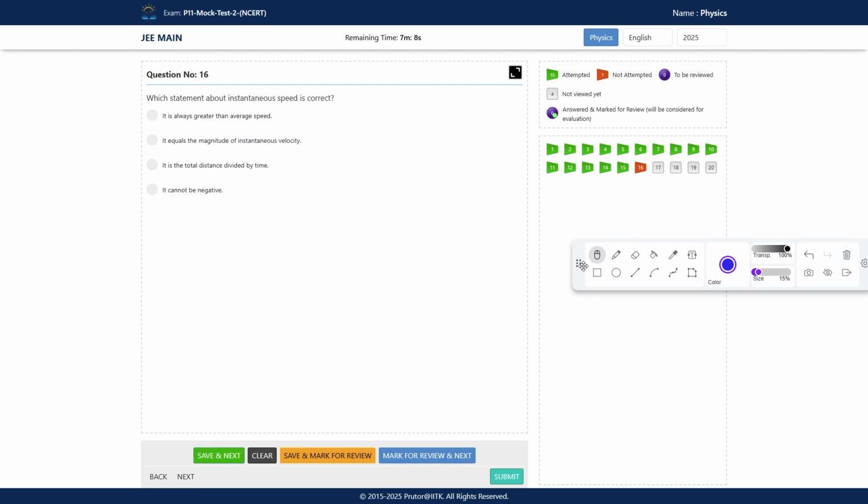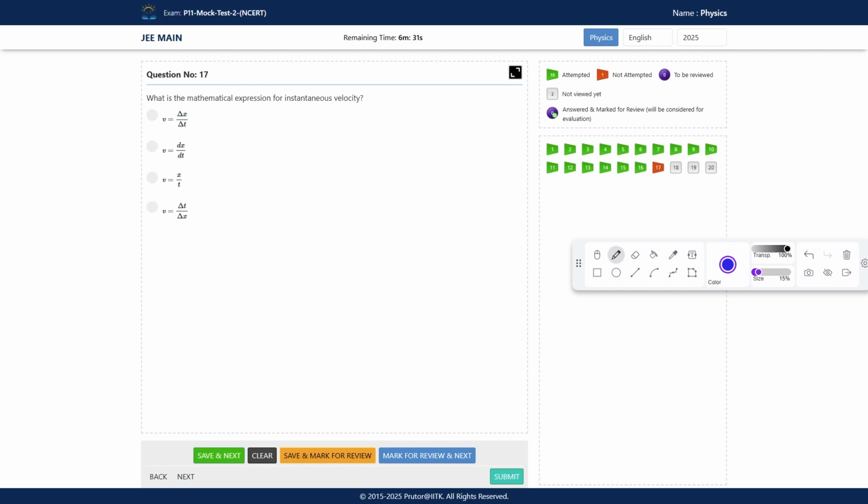Which statement about instantaneous speed is correct? So in this question you have to find out what is instantaneous speed. It is always greater than average speed. It is equal to the magnitude of instantaneous velocity. It is a total distance divided by time, and it cannot be negative. Think about it.